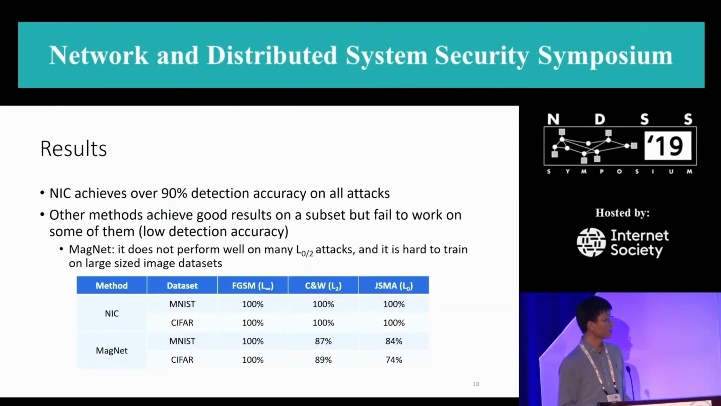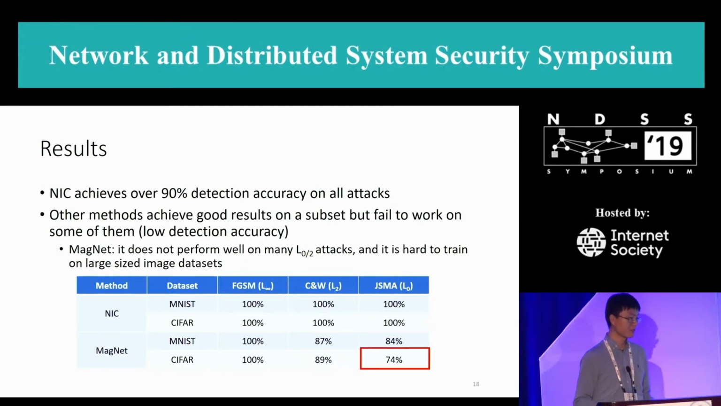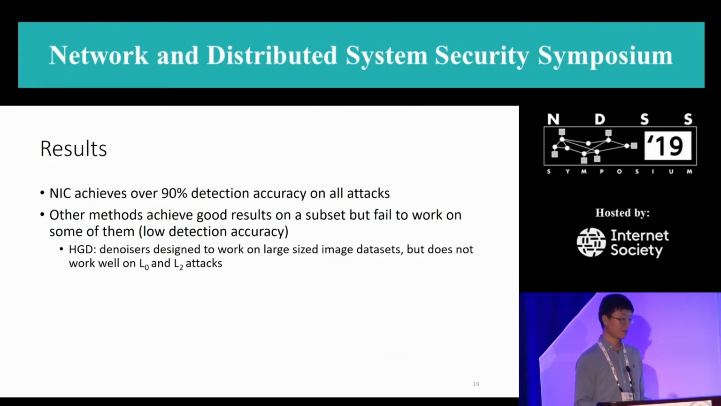And for MagNet, we found that it doesn't really perform well on some of the L0 and L2 attacks. For example, for the JSMA on CIFAR, its detection rate is only 74%. We also found it's kind of hard to train the denoisers on large data sets, such as ImageNet. So we compared on ImageNet with another method, that's HGD.